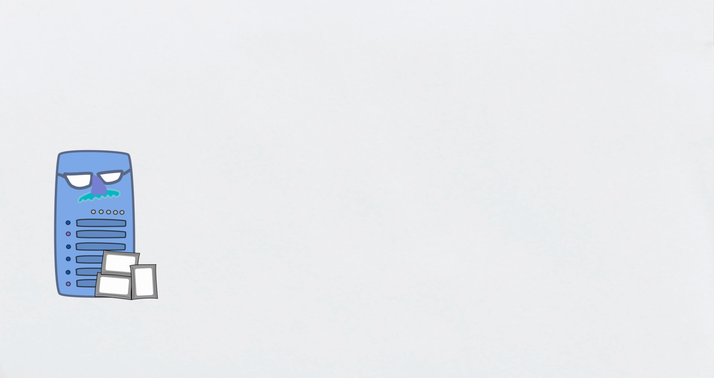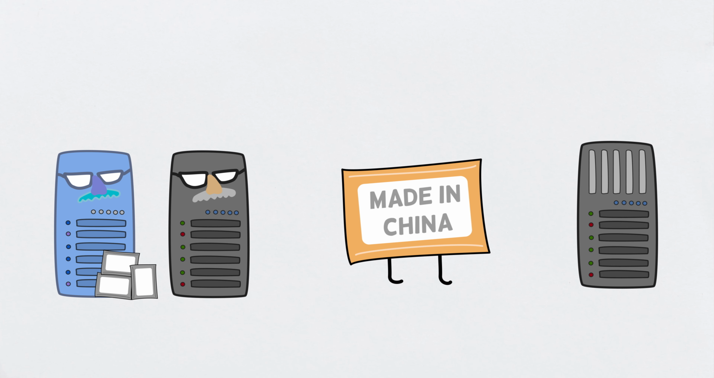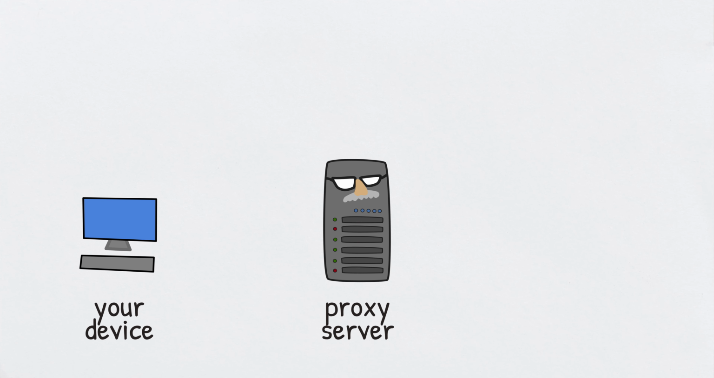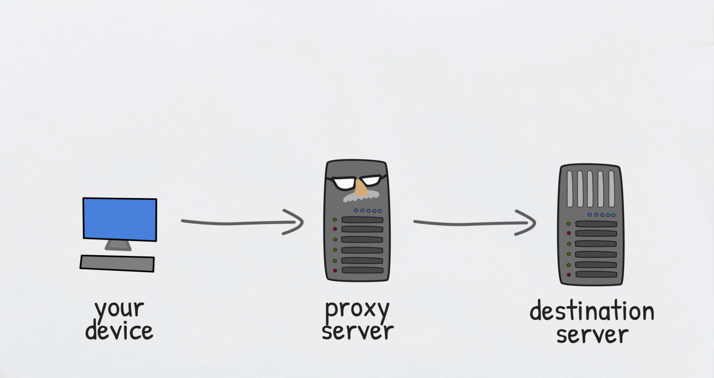You've probably heard of VPNs and proxies as ways to disguise where computer network traffic comes from. But what are they exactly, and how do they do this? Proxies are middlemen that disguise your traffic's origin.